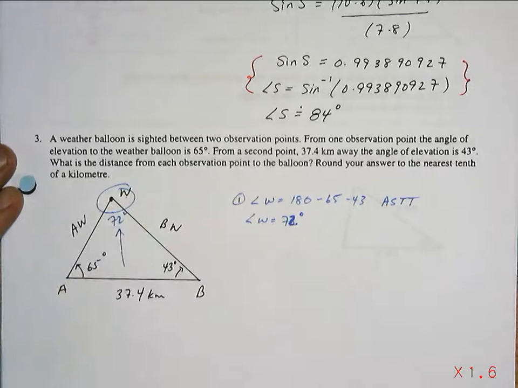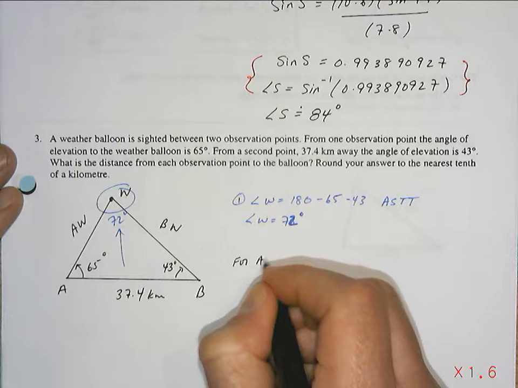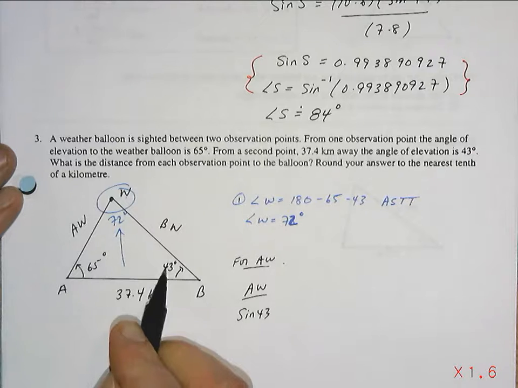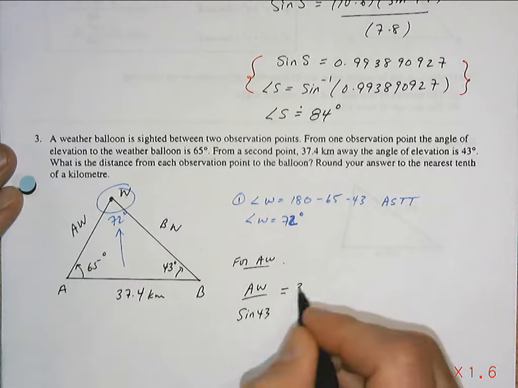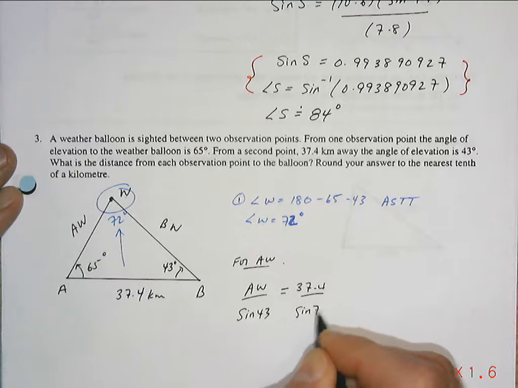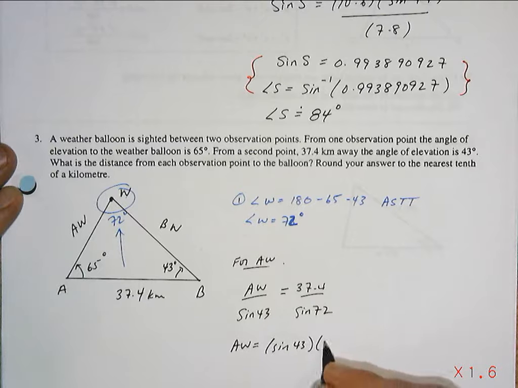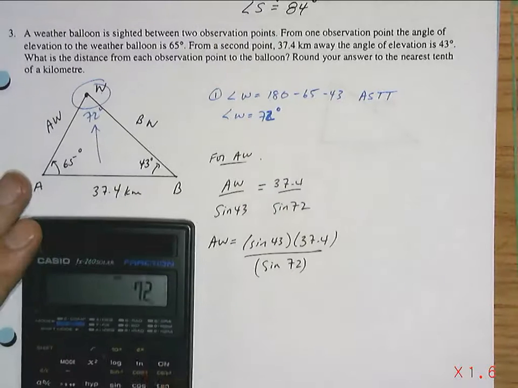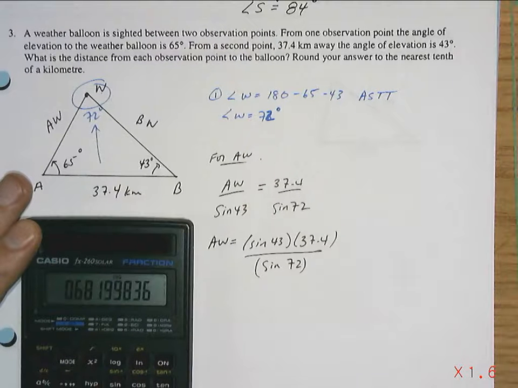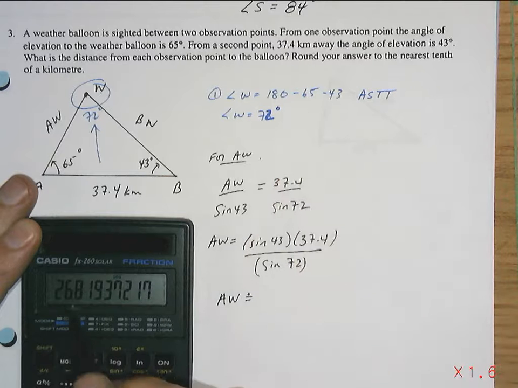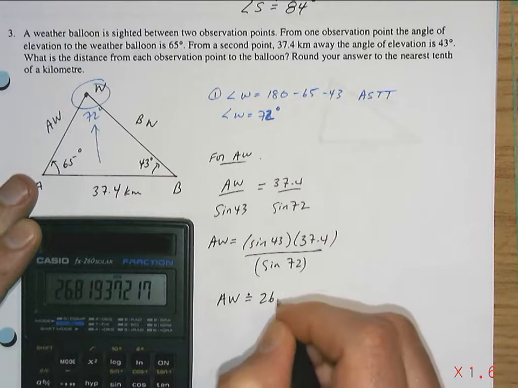So I can go after either one of those that I want next. So for AW, I would say AW over sine of 43, the angle opposite the side length that I want, equals 37.4 over sine of 72. AW will equal sine of 43 times 37.4 divided by sine of 72. All that's left is calculator work. 43 sine times 37.4 equals, divided by 72 sine equals, AW equals approximately, round your answer to the nearest tenth, so it's a 1, so it stays as 26.8 kilometers.